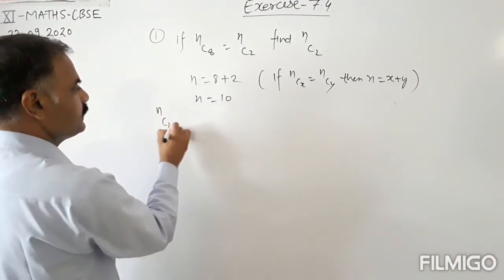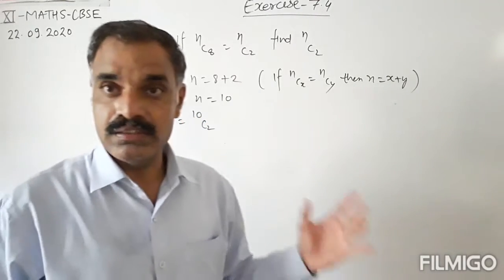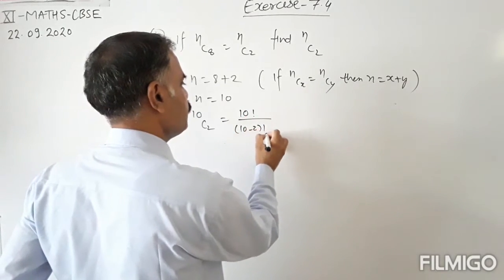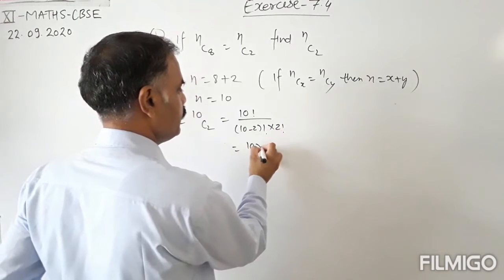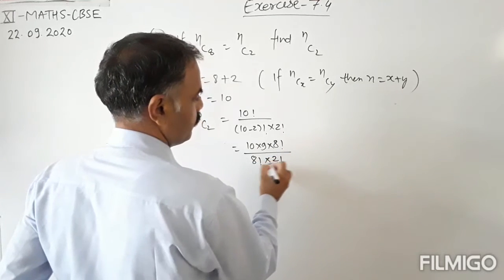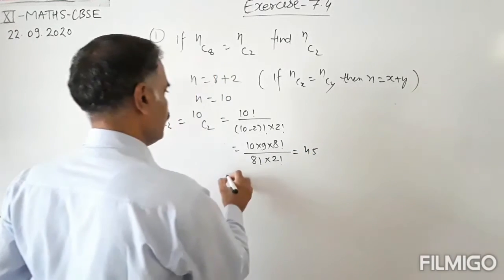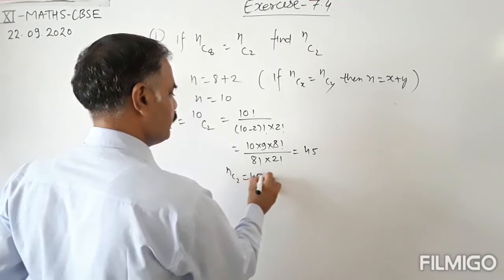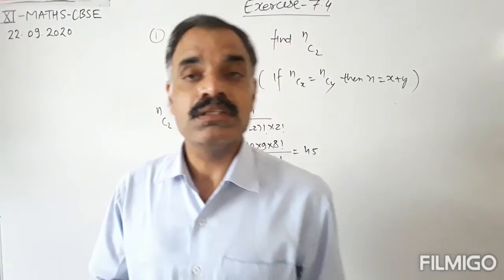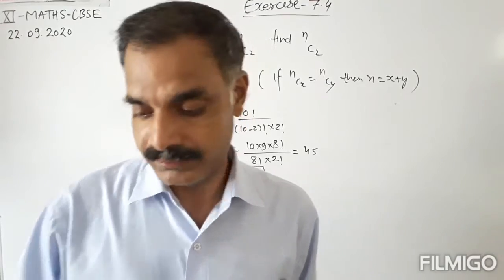Now we have to find nC2, which means 10C2. So 10C2 equals factorial 10 upon (10 minus 2) factorial into 2 factorial. So 10 into 9 into 8 factorial upon 8 factorial multiplied by 2 factorial. 8 factorial cancels, 90 upon 2, that is 45. So nC2 equals 45, means 10C2 equals 45. So this was question number 1. Now let us take question number 2.